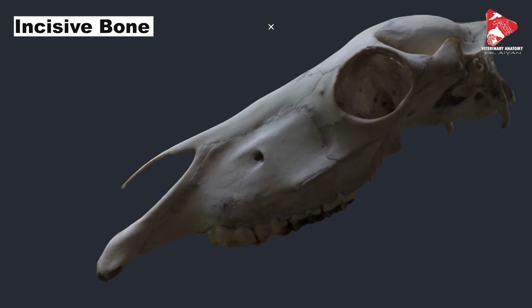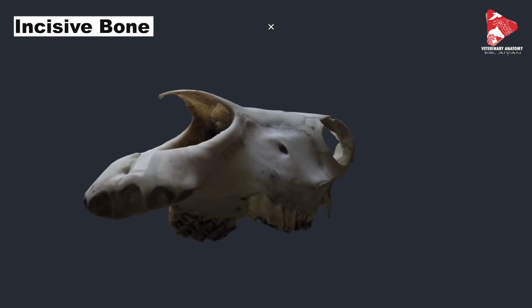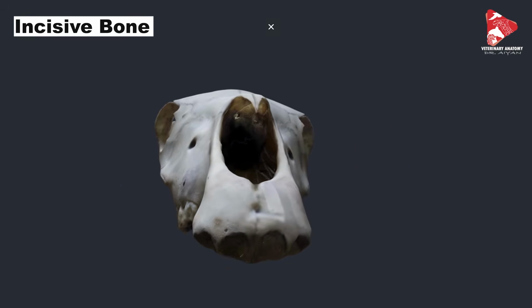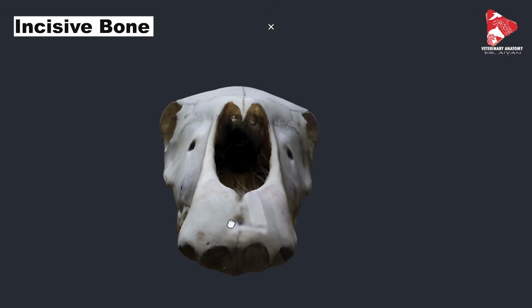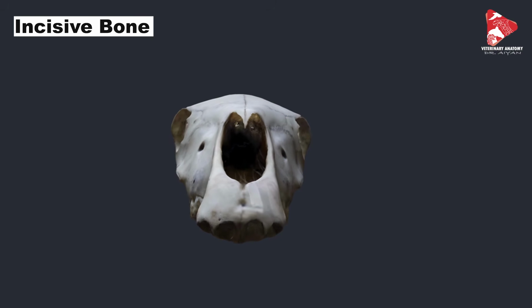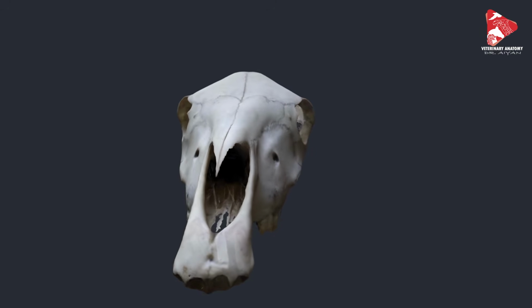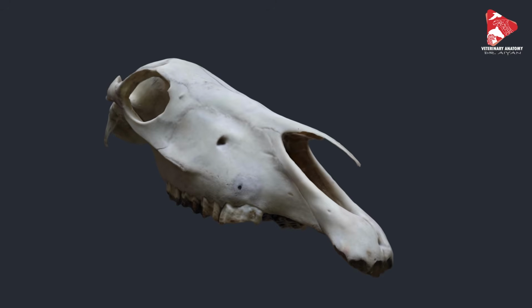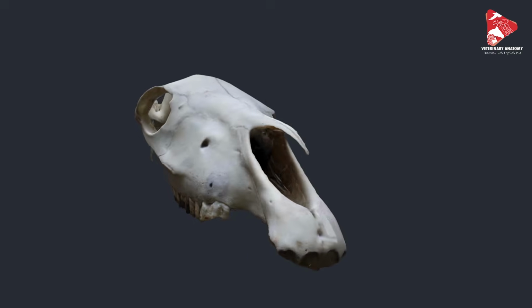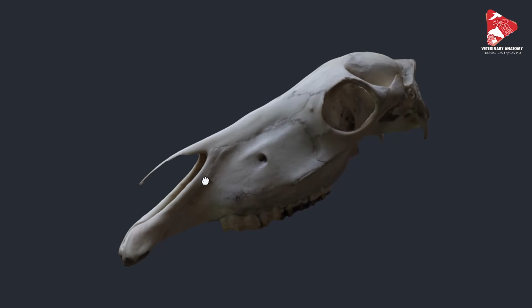The incisive bone of the skull. Let me move it to this side so that you can see both incisive bones on each side. We have one on the right and one on the left. These are the incisive bones, where we can find, of course, the incisors. Now let me show you the incisive bone in all directions. Can you see it? This is the right incisive bone on this side, and this is the left one here. Yeah, this is the incisive bone of the skull.